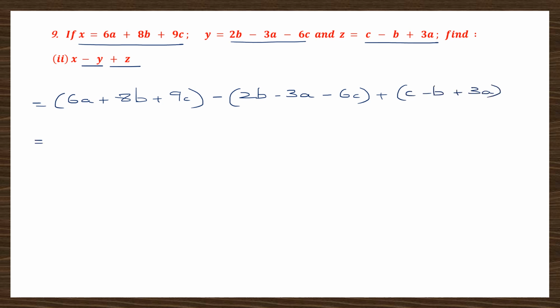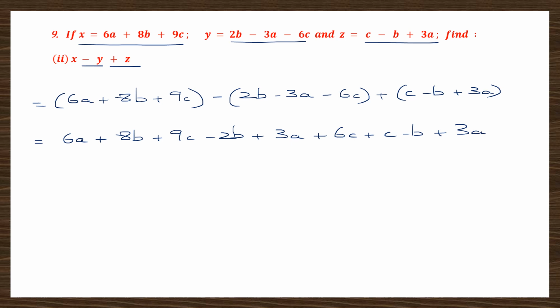So let's remove brackets. Before brackets, if you have a plus sign, no change. So 6a plus 8b plus 9c, no change. Here we have minus, so the sign of all these will change. So minus 2b plus 3a plus 6c. Next, it's a plus sign, so no change inside. So that will be plus c minus b plus 3a.